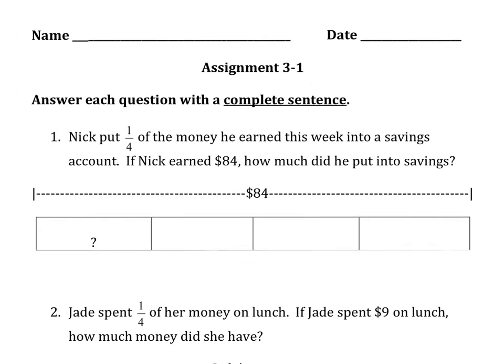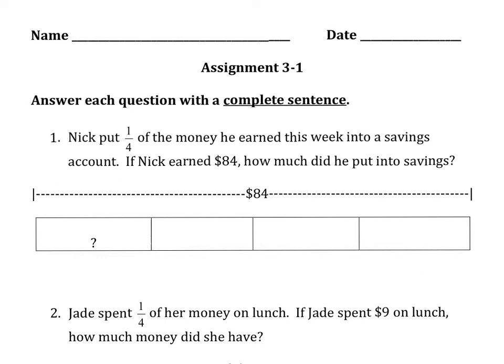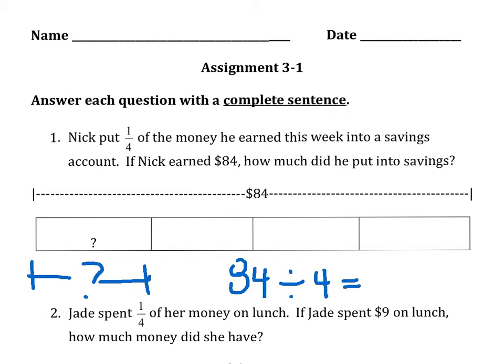So Nick put a quarter of the money he earned this week into a savings account. Nice job, Nick. If he earned $84, how much did he put into savings? So we're looking to find out what one box is, basically, right? Because that will be 1 out of 4 boxes, 1/4 of an amount. So this one really comes down to just some other stuff that you knew before. 84 divided by 4 will give you that. Okay.